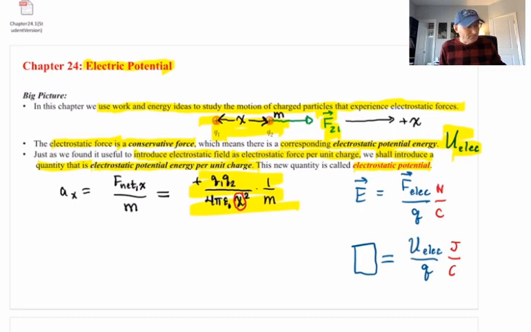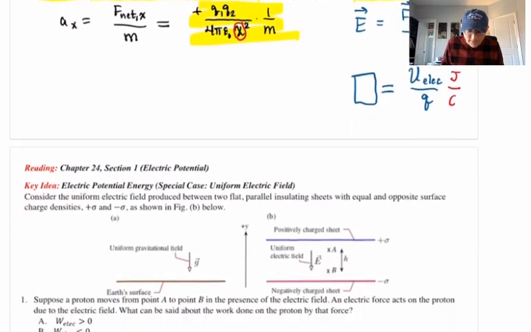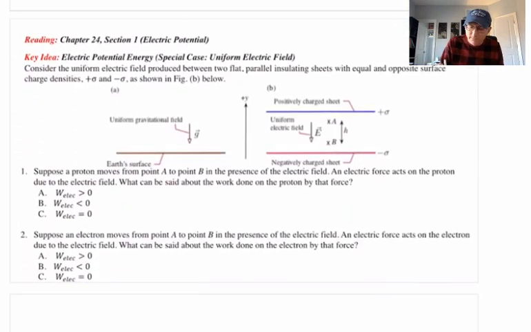All right, that's the big picture. So let's start chapter 24, section 1. The title of that section is electric potential, but that concept is coming up in the second video lecture here. I'm going to start by talking about electrostatic potential energy, and I'm even going to limit myself to the special case where I'm dealing with a uniform electric field.